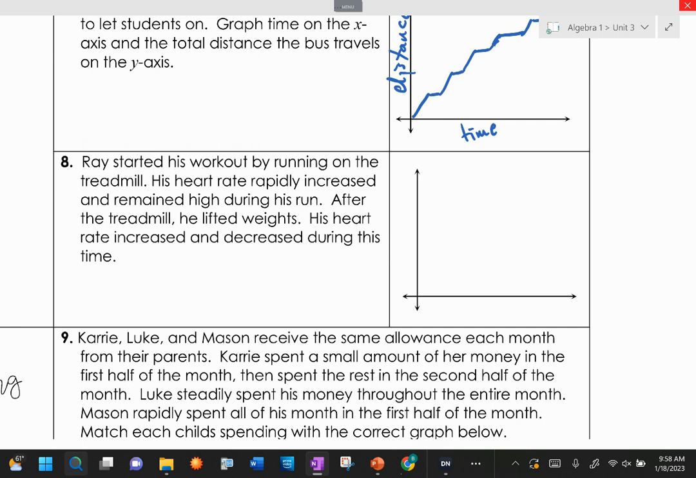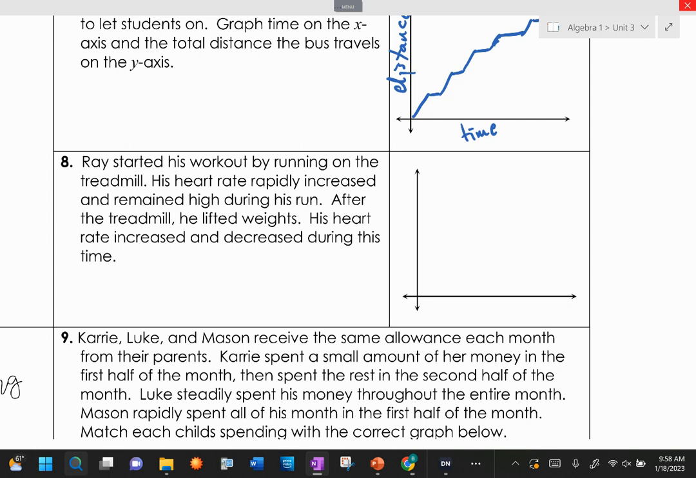Ray started his workout by running on the treadmill. His heart rate rapidly increased and remained high during his run. That's good. After the treadmill, he lifted weights. His heart rate increased and decreased during this time. Oh, he's doing a HIIT workout.